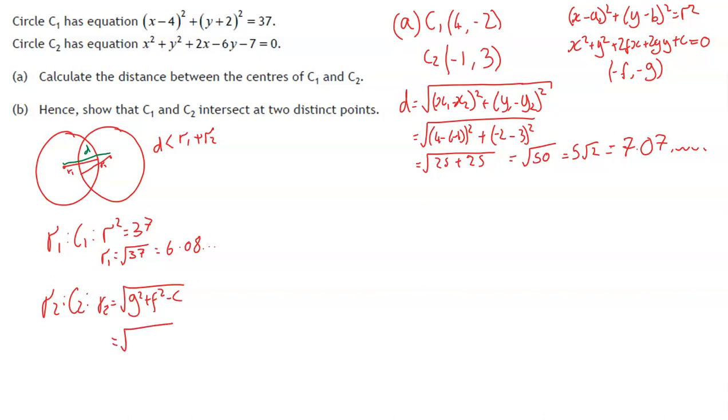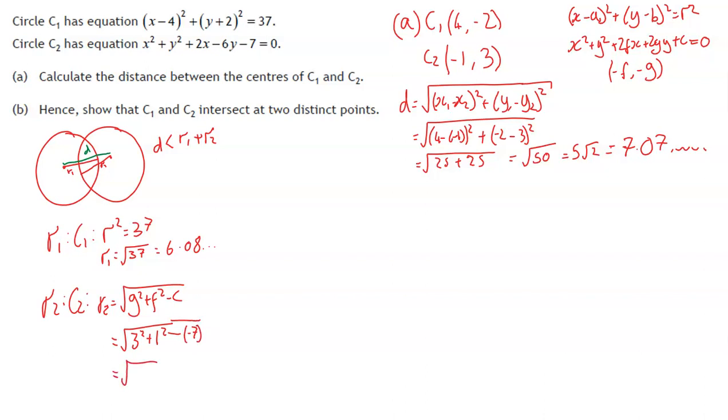So it's going to be the square root of the g squared, so 3 squared, plus the f squared, so plus 1 squared. Take away the c, and I know the c is -7. So what I'm going to do is calculate that.